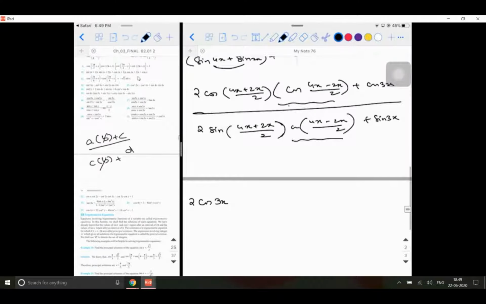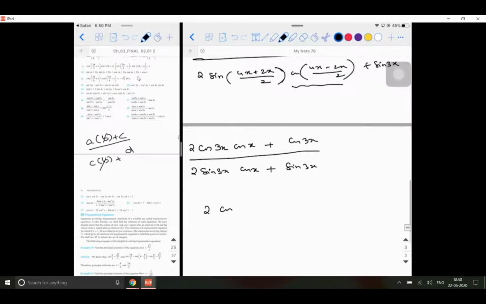2 cos 3x into cos of (4x minus 2x) divided by 2, which is cos x, plus you already have a cos 3x also. The whole divided by 2 into sin 3x into cos x plus sin 3x. So what can I take out common from the numerator? I can take out cos 3x outside.